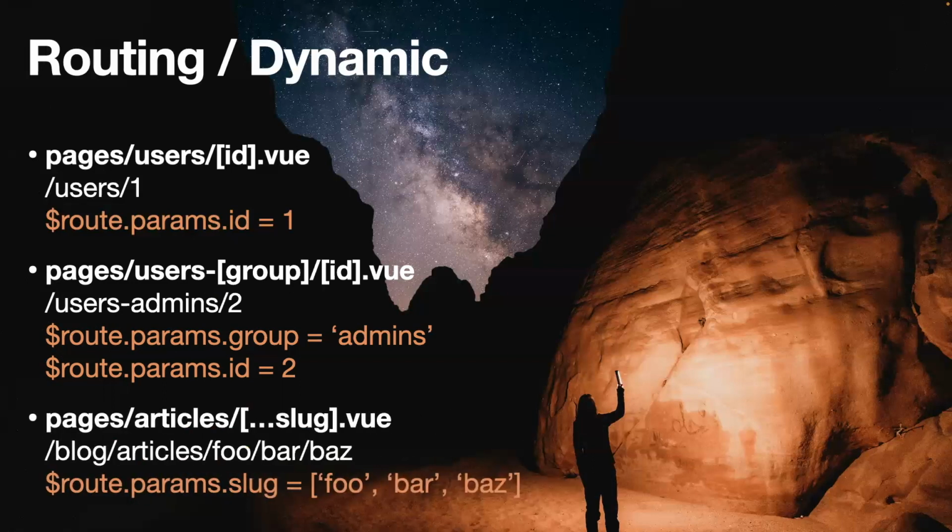And this is where the catch-all comes in. If you had a file with ...slug in it, it knows that that's kind of a slush bucket of unknown variables. So it's automatically going to put those into whatever variable name that you specified in the file name as an array of values.